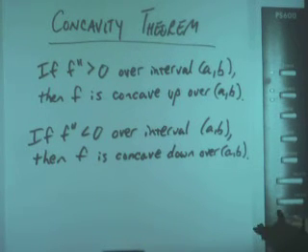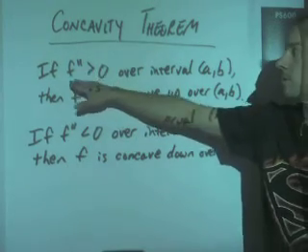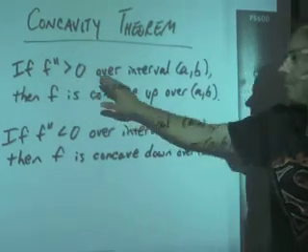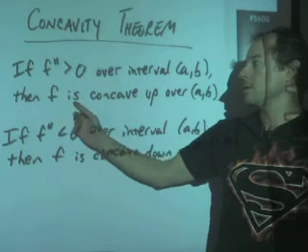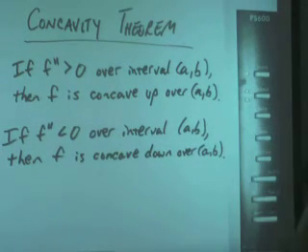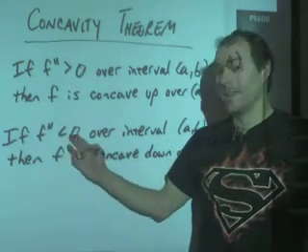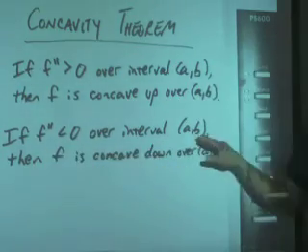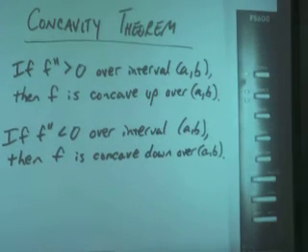The concavity theorem says that if the second derivative is positive, this is code for positive because numbers greater than 0 are positive. If the second derivative is positive over some interval, then the function f is concave up over that interval. If f double prime, the second derivative of f, is less than 0, in other words, is negative over some interval, then the function f is concave down over that interval.